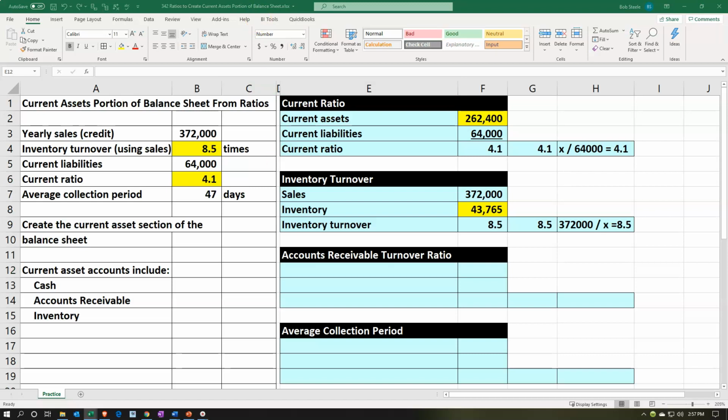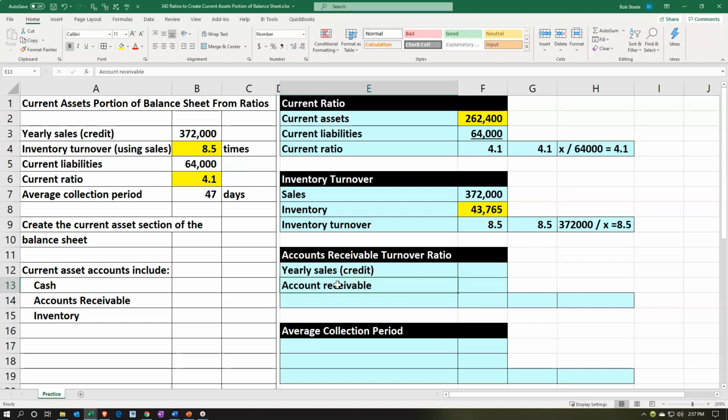So I'm going to start with the accounts receivable turnover, which is going to be equal to the yearly credit sales divided by the accounts receivable. Notice that when you look at this, the sales is an income statement number, a range in time. The accounts receivable is a balance sheet number, so you have those differences in timing once again.